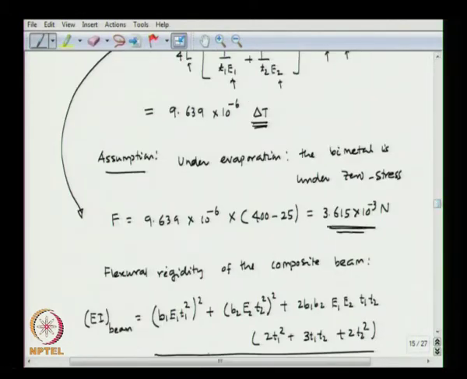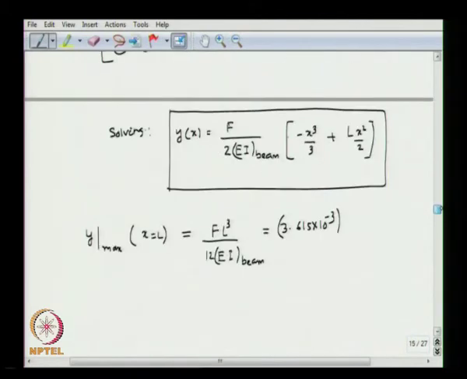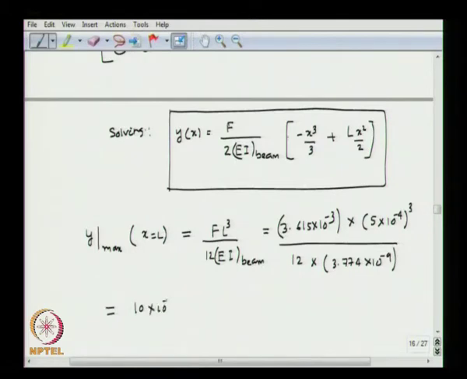So, this is the force that we have found, into L is 5 into 10 to the minus 4 cubed, divided by 12 into EI. We have found the EI for the composite beam: 3.774 into 10 to the minus 9. So, we can find the deflection to be 10 into 10 to the power minus 6 meter, or 10 micron.